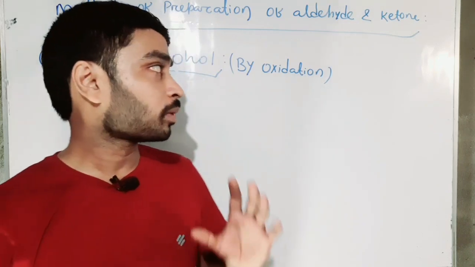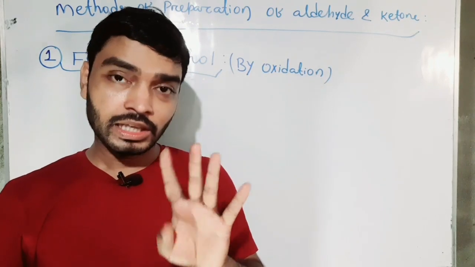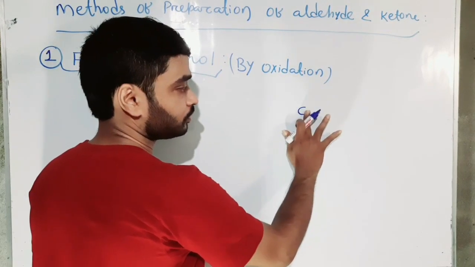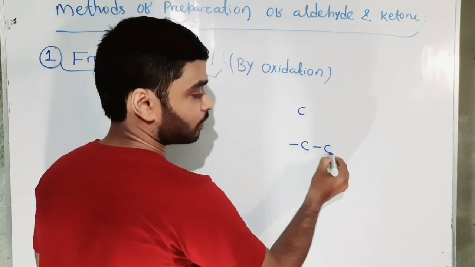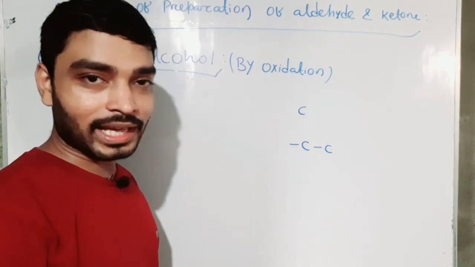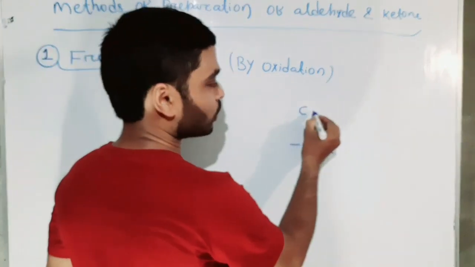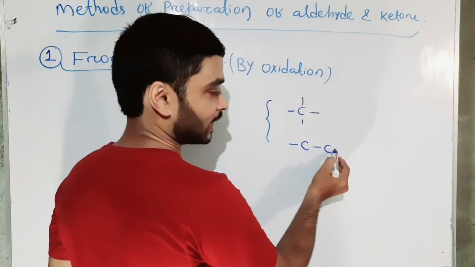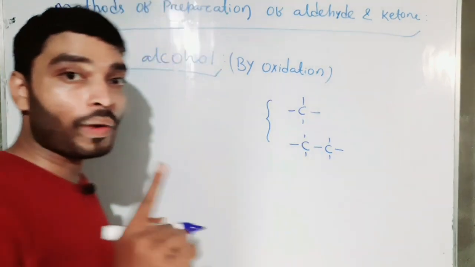So we know from the degree of carbon concept, carbon is of four types. If a carbon is not bonded with any other carbon atom or bonded with a single carbon atom directly, then that type of carbon is called primary carbon or 1-degree carbon.